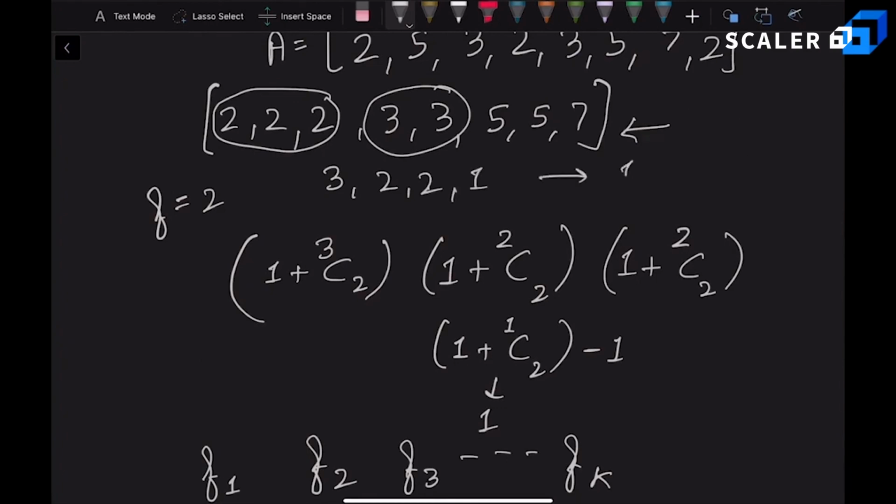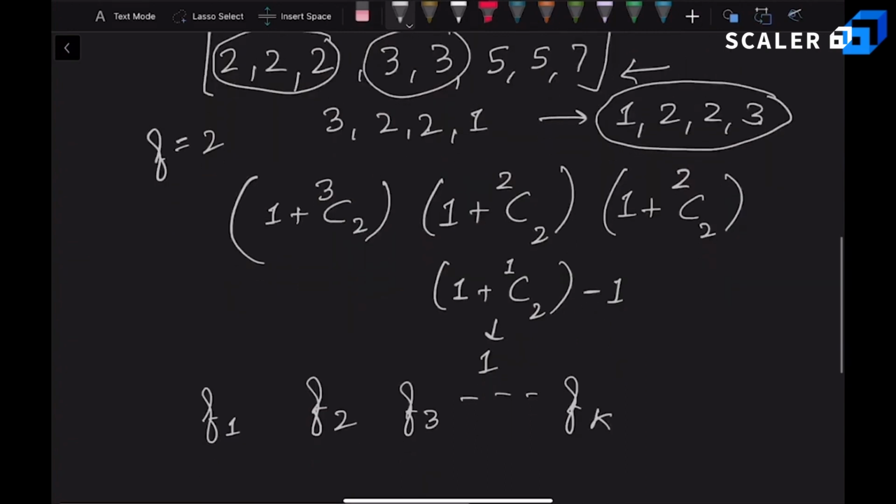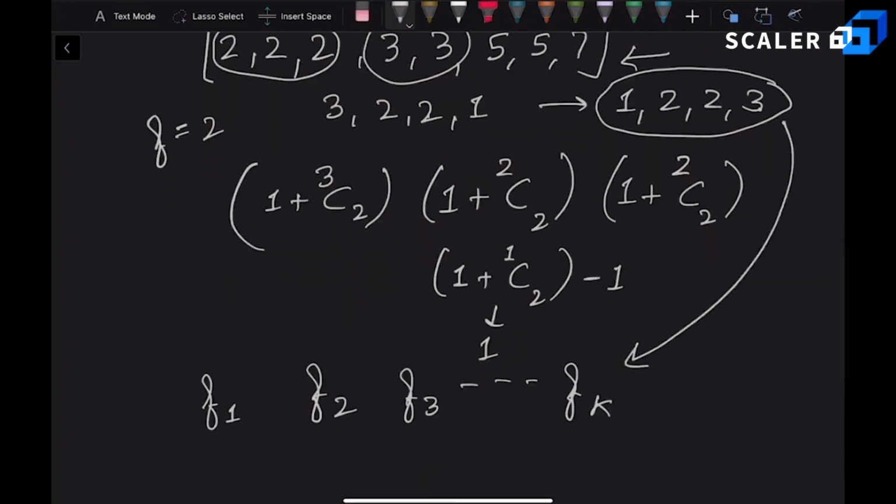So we'll store this list in sorted order 1, 2, 2, 3, and the sum of these frequencies will be equal to the length of this array. Because 1 plus 2 plus 2 plus 3 is 8, and the total number of elements is 8 here as well, because the sum of frequencies of elements will be equal to the total number of elements. So we are storing this list in sorted order f1, f2, f3 and so on up till fk.